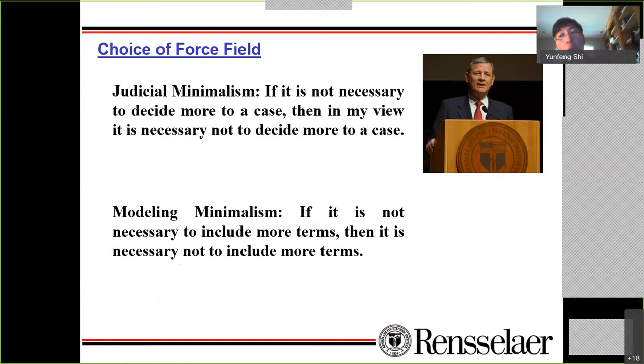So this is my philosophy. You have to know what your system is. You have to know the physics of your system, and at what level you want to do the modeling. So if you're studying electron transport, forget about MD, period. MD is not capable of doing that. So you have to think about what physics you want to target, then you try to figure out what is the proper force field, not anything more complicated. So this is my philosophy of modeling minimalism.